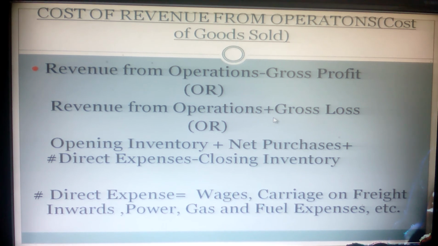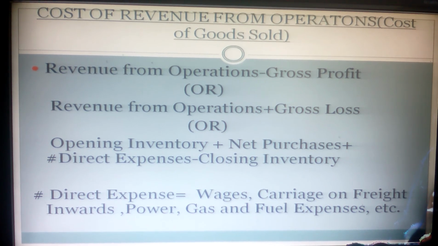You can also calculate cost of revenue from operations as opening inventory or opening stock plus net purchases. What is the meaning of net purchases? Nothing but purchases minus purchase return. Then we add direct expenses and minus closing inventory. What is the meaning of direct expenses here? Nothing but wages, carriage or freight inwards, and power, gas and fuel expenses.